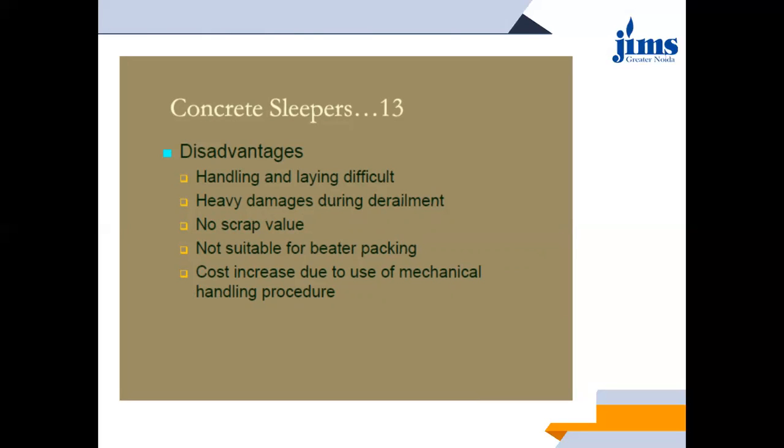Also in case of steel sleeper, it is quite good. But in case of concrete, since there is quite a lot of rigidity, it is not suitable for beater packing. Then there is an increase in the cost of concrete sleeper due to the use of mechanical handling procedure.